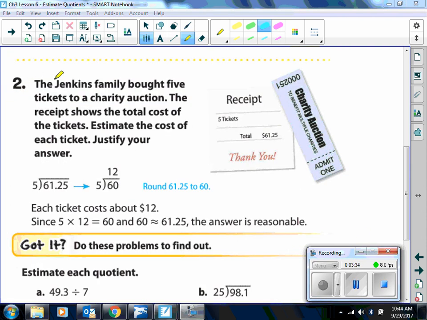For example 2, it says the Jenkins family bought 5 tickets to a charity auction. The receipt shows the total cost of the tickets. We want to estimate the cost of each ticket and justify our answer. So here the total cost is $61.25. They purchased 5 tickets. If I round the $61.25, that will round to about $60. So now 60 and 5 are compatible. 60 divided by 5 is equal to 12.